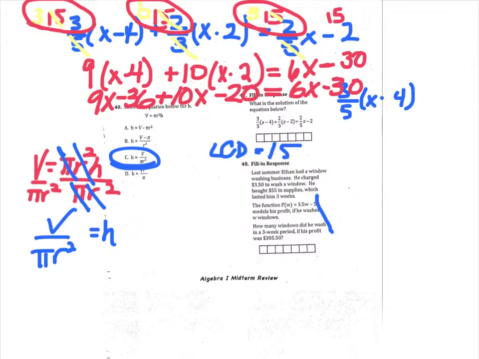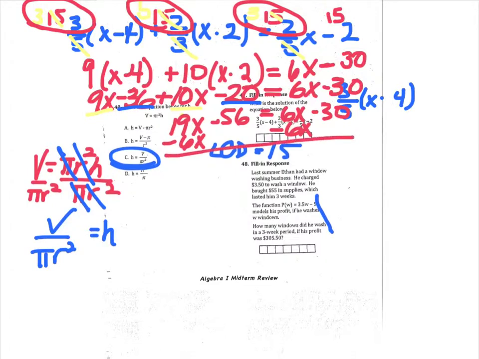Next step would be to combine like terms. On the left-hand side, I have two terms with x in them, 9x and 10x. That gives me 19x. And then I also have like terms, negative 36 and negative 20. Those are my constant terms. So that's going to give me negative 56 equals 6x minus 30. Okay. And now I'm going to subtract 6x from both sides.